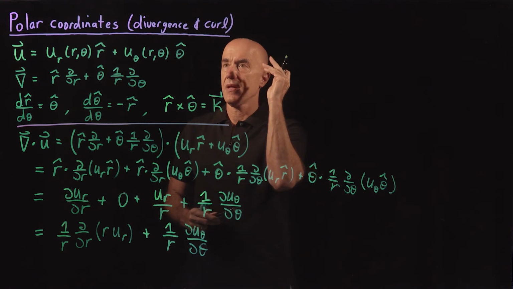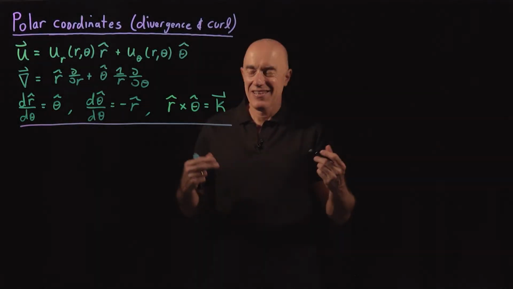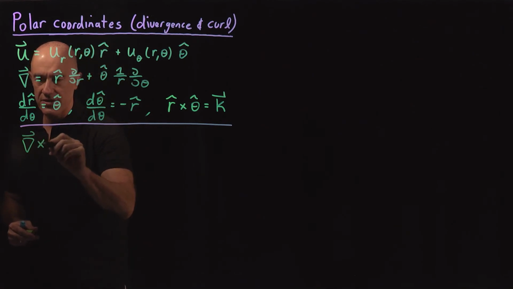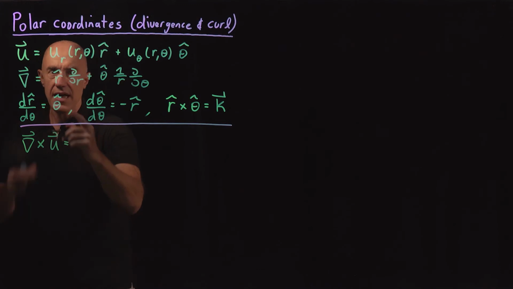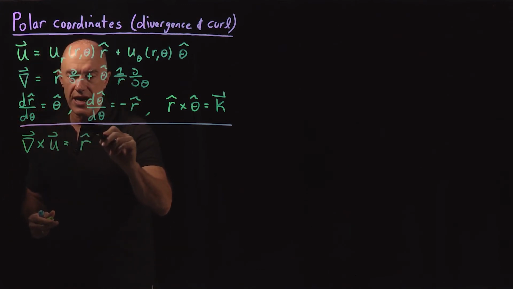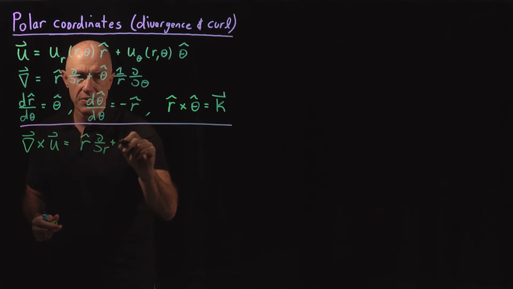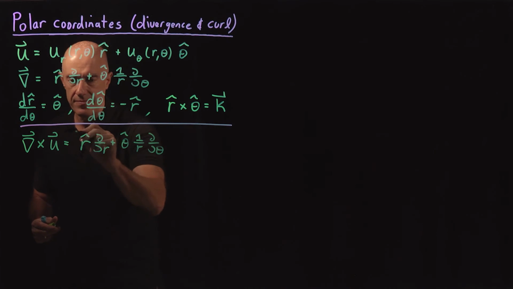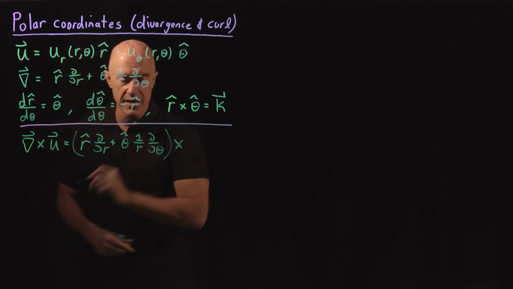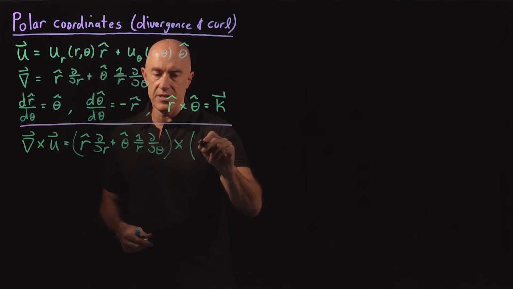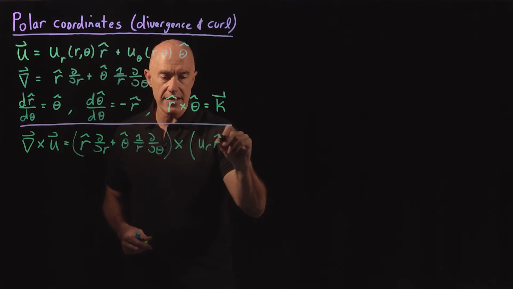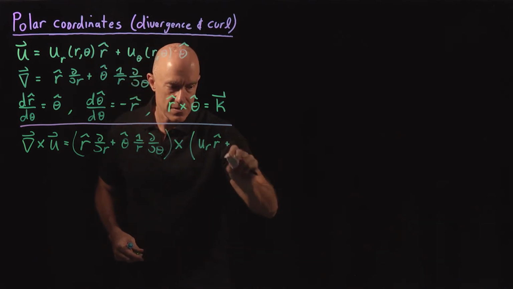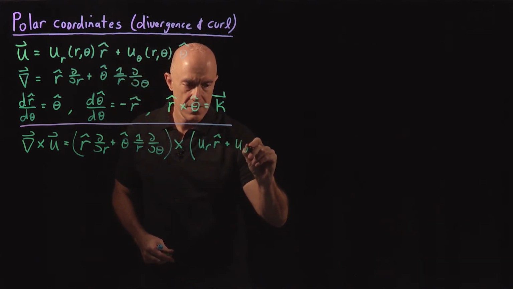Next up, the curl. So the curl is given by del cross u. And our del operator is r hat d dr plus theta hat 1 over r d d theta. We're taking the cross product then with u, which is u sub r r hat plus u sub theta theta hat.